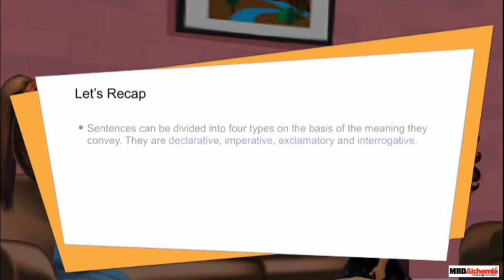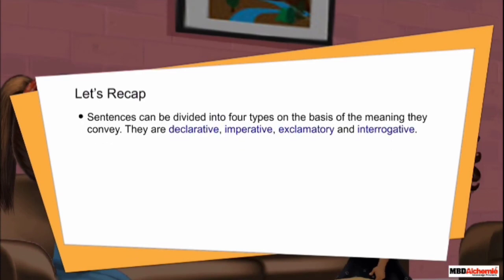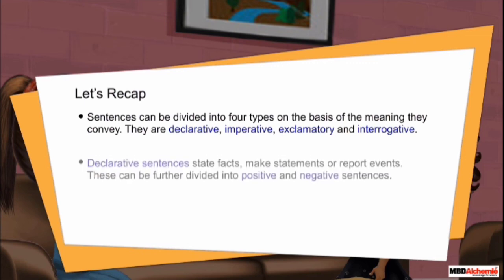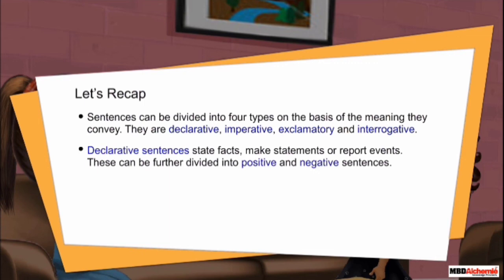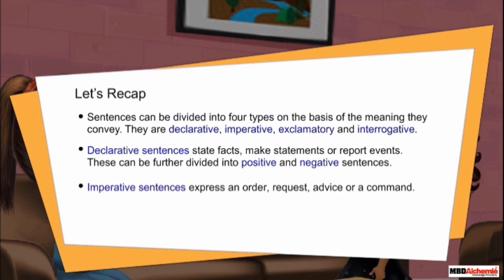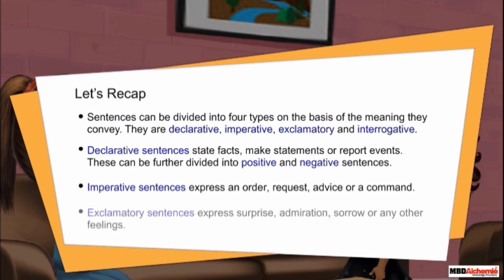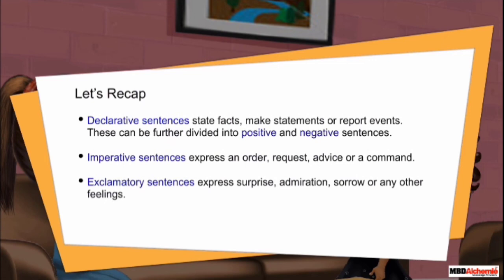Let's recap. Sentences can be divided into 4 types on the basis of the meaning they convey. They are declarative, imperative, exclamatory, and interrogative. Declarative sentences state facts, make statements, or report events. These can be further divided into positive and negative sentences. Imperative sentences express an order, request, advice, or a command. Exclamatory sentences express surprise, admiration, sorrow, or any other feelings. Interrogative sentences are used to ask questions.